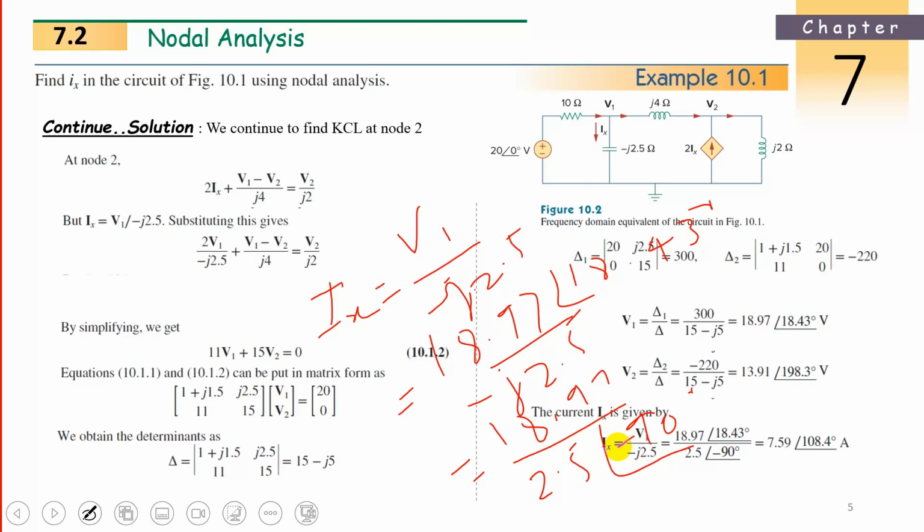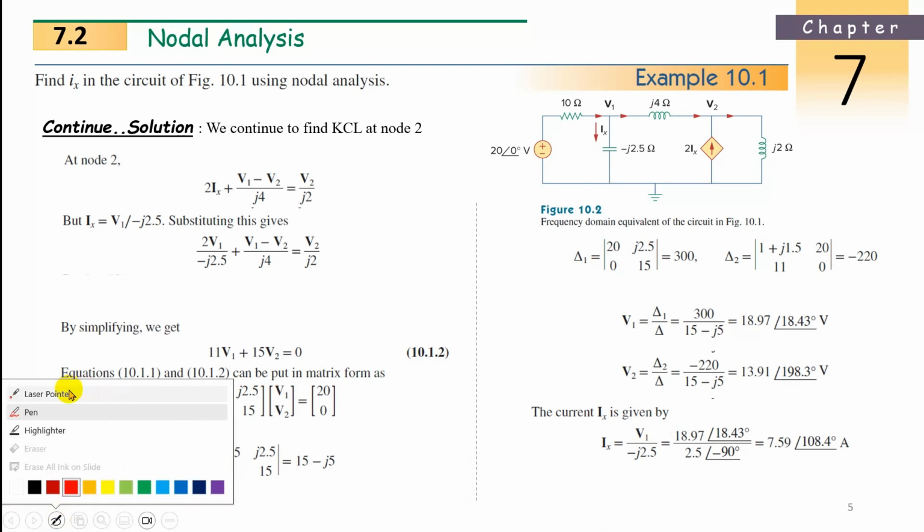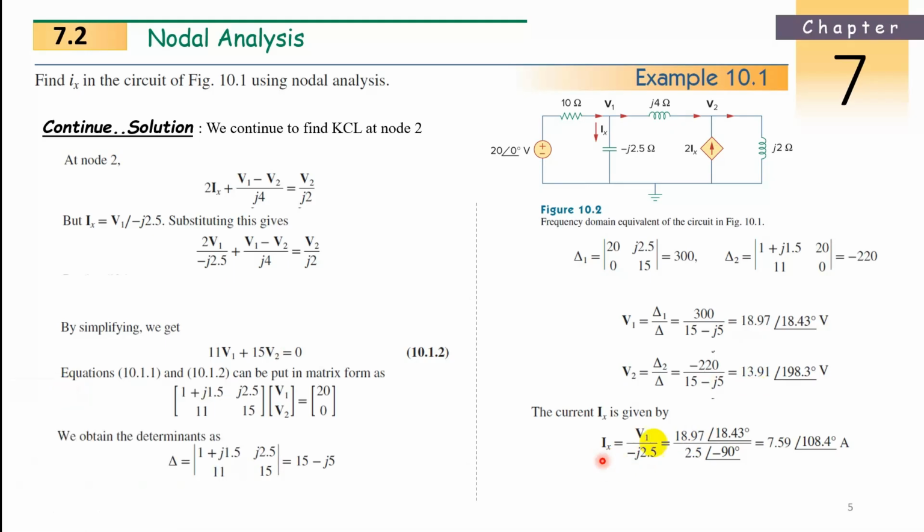Now 18.97, if you divide, is 7.59. For the angle, if we bring it up, minus 90 becomes plus. So 18.43 plus 90 is 108.4. Like this we have to find it. So Ix we got is 7.59 at an angle of 108.4 degrees. That is your answer.